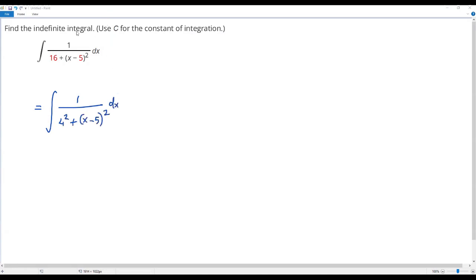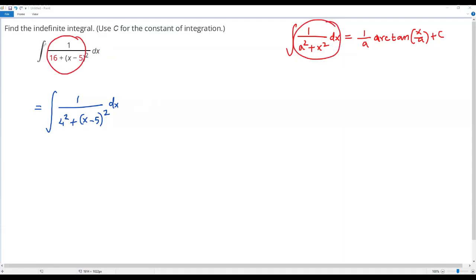Now let's consider a formula in integration, that is, the integral of 1 over a squared plus x squared dx is equal to 1 over a arctan of x over a plus c. Whenever I integrate stuff in the form 1 over a squared plus x squared, its integration is 1 over a times arctan of x over a plus c. To get the given integrand in this form, I just write this 16 as 4 squared over here.